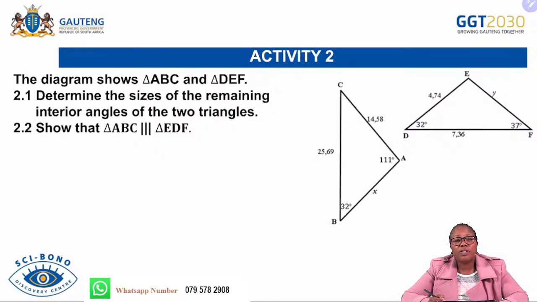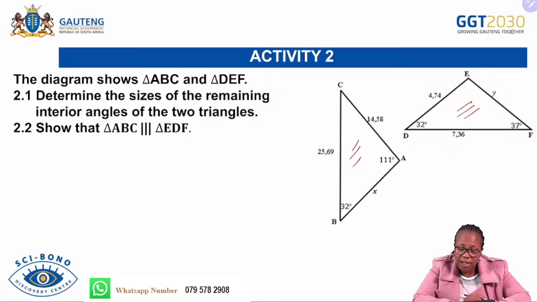Okay, grade 12, let's see how far you went with this one now. The diagram shows triangle ABC, which is the first triangle here, and then triangle DEF, which is that particular triangle. And then determine the sizes of the remaining interior angles of the 2 triangles. Remember, it is very easy. If you have 2 angles, you can use sum of triangle to find the unknown one. So let's start with triangle ABC.